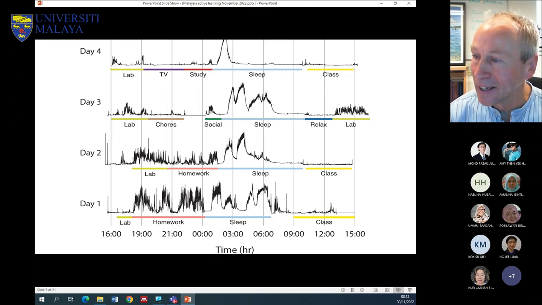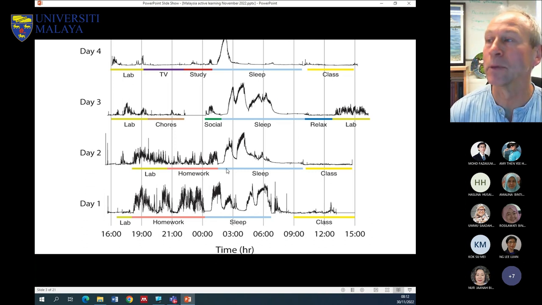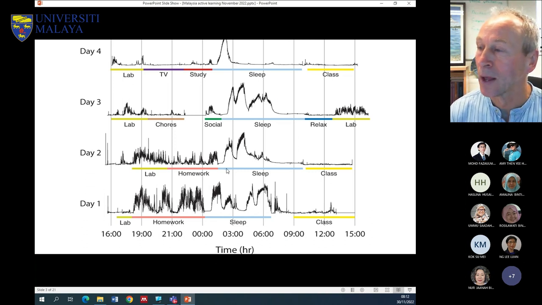You can see that the student is quite stimulated during homework, what they call homework, and working in the laboratory. Quite surprisingly, really stimulated during sleep. That probably means the student is having quite good sleep here, having rapid eye movement sleep. We know that emotions are processed during sleep. So it's interesting to see that, isn't it? But perhaps not that surprising.